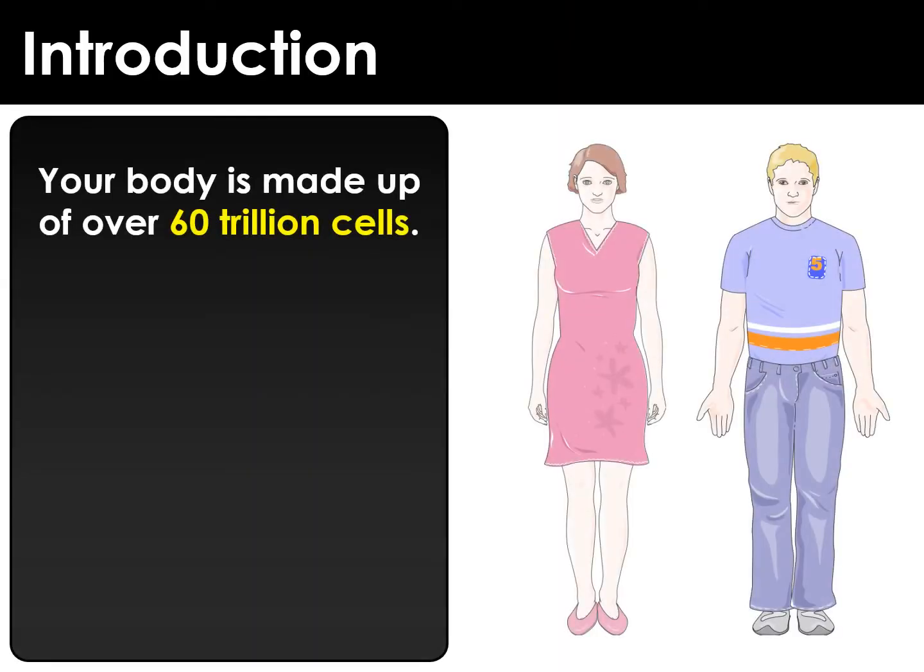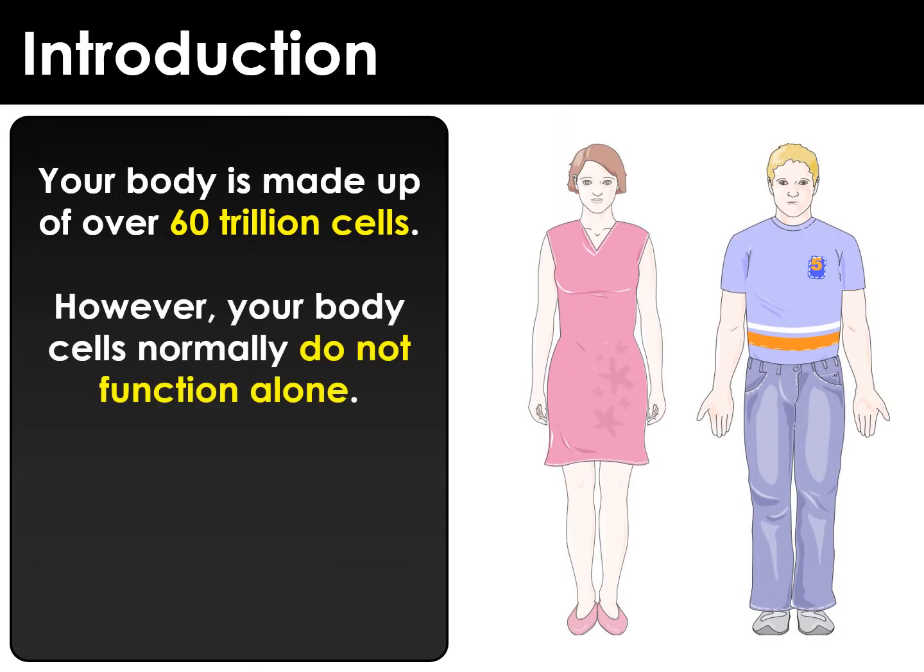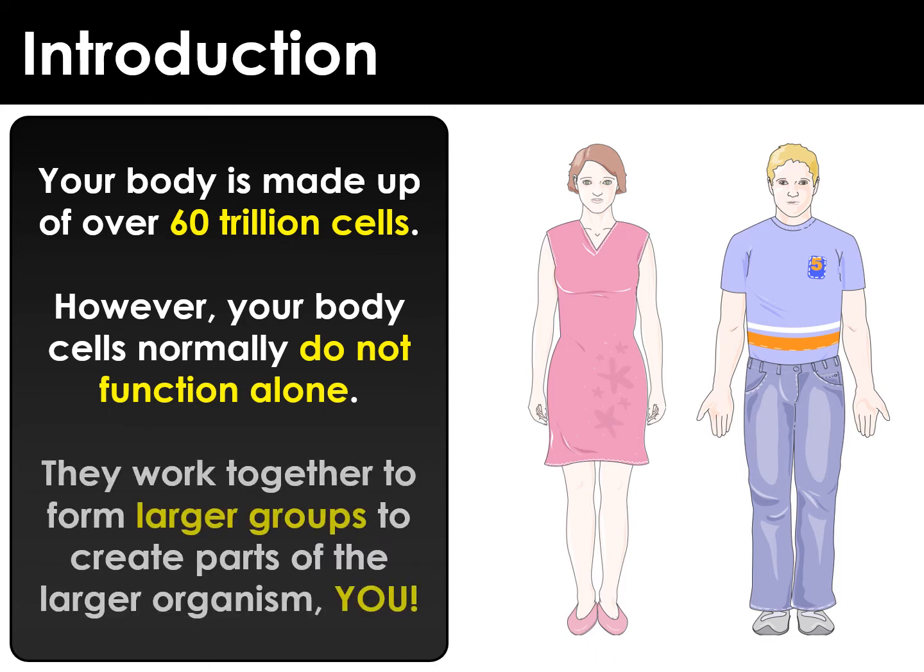The human body is made up of over 60 trillion cells. However, these cells cannot function independently. They must be grouped together in larger structures in order for the human body to function properly.